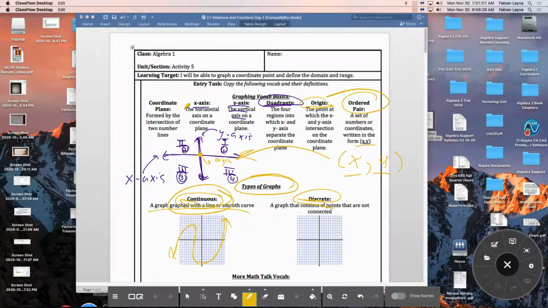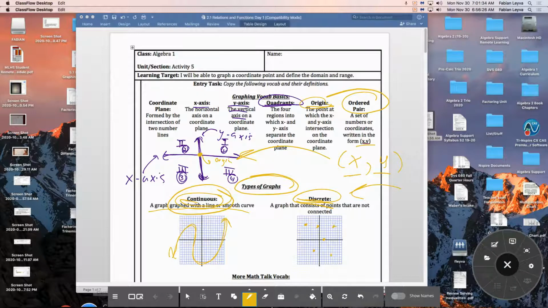Now, let's say you have a discrete graph. A discrete graph consists of points that are not connected. So I can have a bunch of little coordinate points everywhere. This is what is called a discrete graph. You just got to know how to look at them for now and just know that, okay, this is a continuous graph and this is a discrete graph. We're going to be focusing the first couple days on discrete graphs and learning some more vocab and some more math while we learn that. So as of right now, if you know these 2 words, you're doing great. Okay, so continuous and discrete graph.